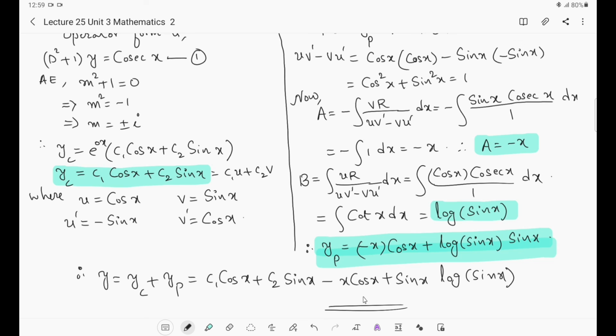So this was the method of variation of parameters, which is important for one LAQ. Most of the time, one LAQ question is asked from this method of variation of parameters in the end semester examination, as well as internals also. In internals also one question will be asked from this.